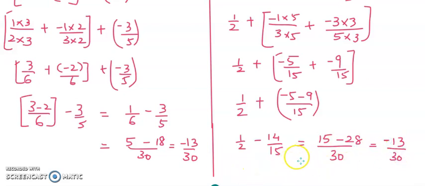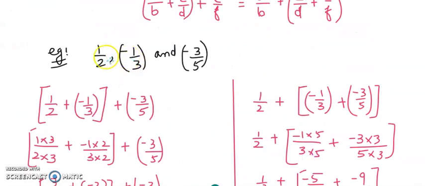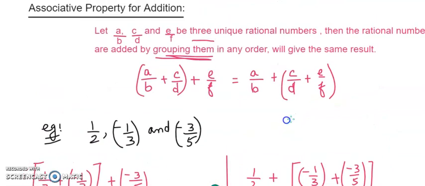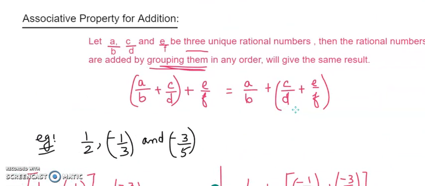So when we change the grouped order or the grouping, still addition of three numbers is going to give you the same answer. So either you add the first two numbers and the result that you get, you add it with the third, or you do the second and the third rational number addition and add it with the first. So associative property is the same as commutative property, in that when you change the order of the fractional numbers, the answer is going to be the same. But in commutative property, we deal with two rational numbers, and in associative property, we deal with three rational numbers.